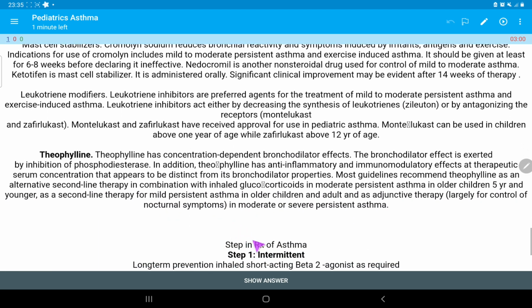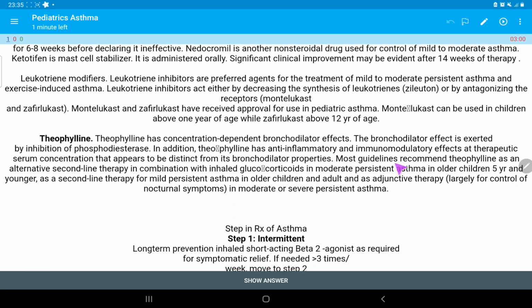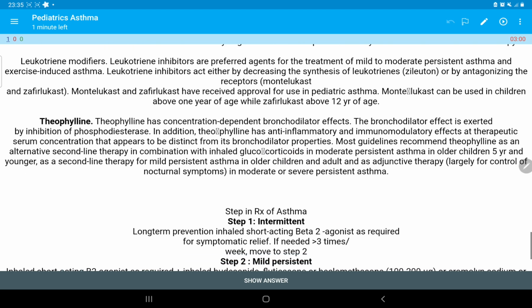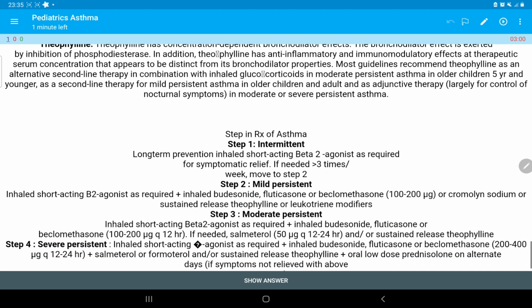Theophylline. Theophylline has a concentration-dependent bronchodilator effect. The bronchodilator effect is exerted by inhibition of phosphodiesterase. In addition, theophylline has anti-inflammatory and immunomodulatory effects at therapeutic serum concentration that appear to be distinct from its bronchodilator properties. So now let us treat bronchial asthma.